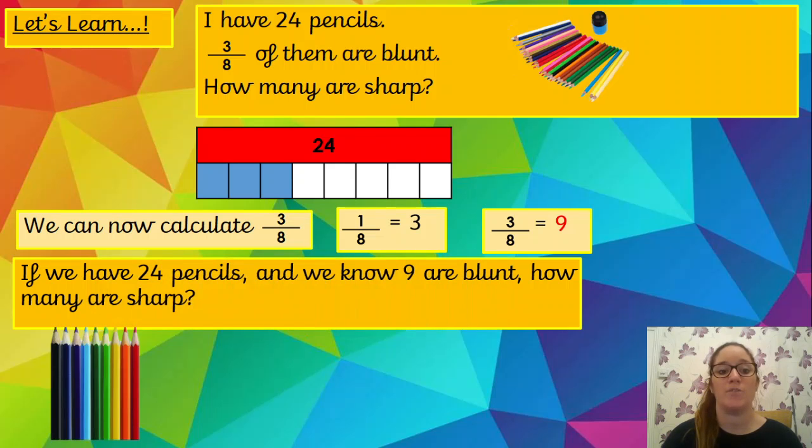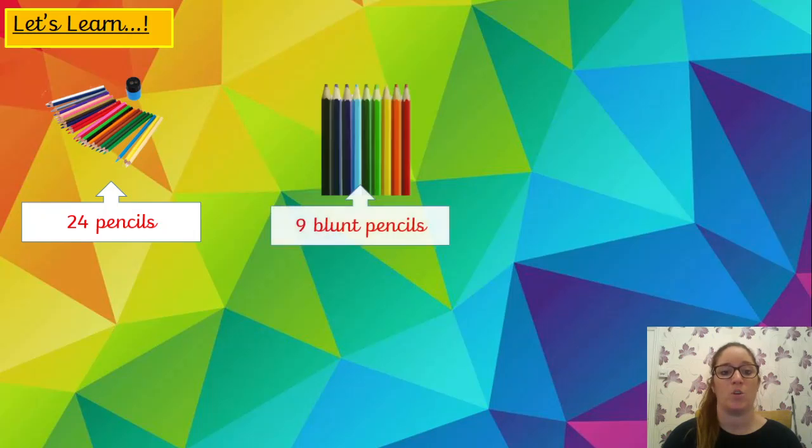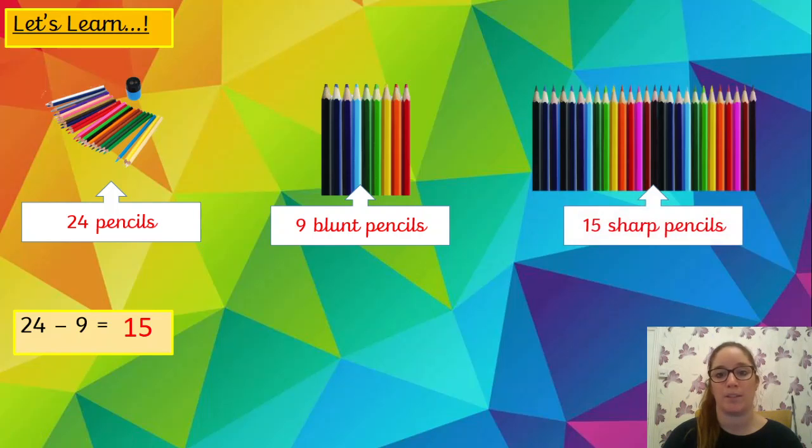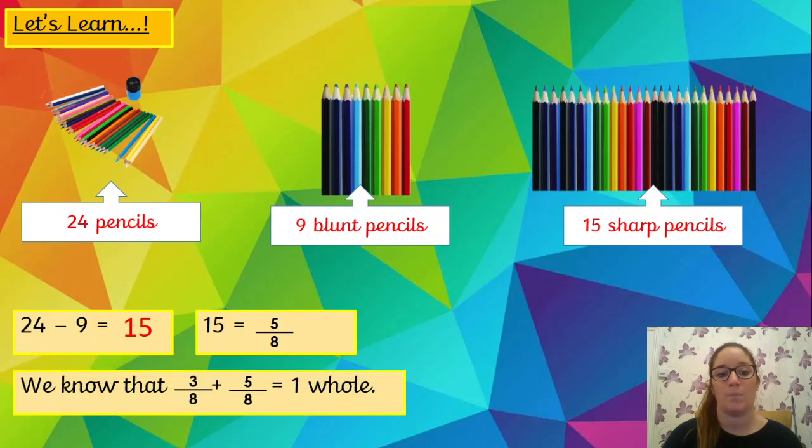So we had 24 pencils, and now we know that 9 are blunt. So how many are sharp? So 24, 9 of them are blunt. We just need to find the difference now. So we're going to take away the blunt ones. We've got 9 blunt ones, take them away from 24, and it tells us we've got 15 sharp pencils. So 15 is the 5/8 that we were missing, because we know that 3/8 plus 5/8 equals 1 whole.